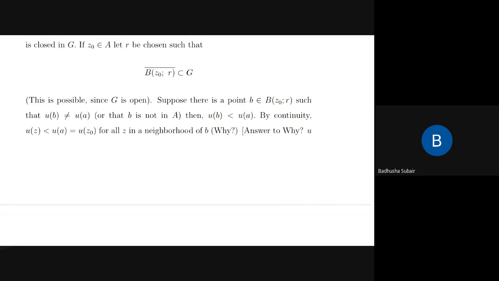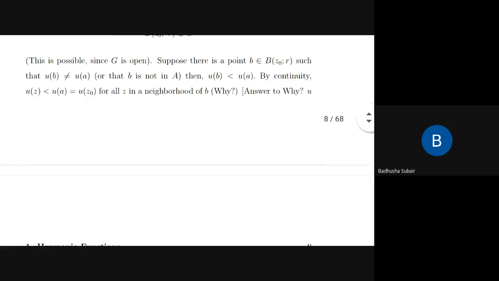And now u of a is equal to u of z naught, which belongs to A, is also satisfied. So we get that for any point z in the neighborhood of b, u of z is less than u of a, which is equal to u of z naught. This can be written in another way.